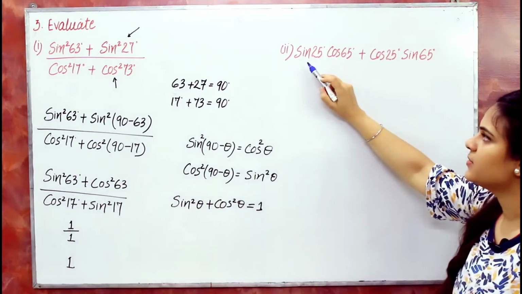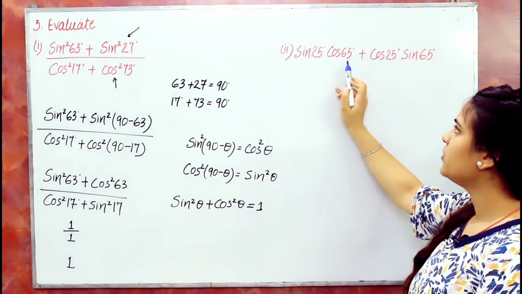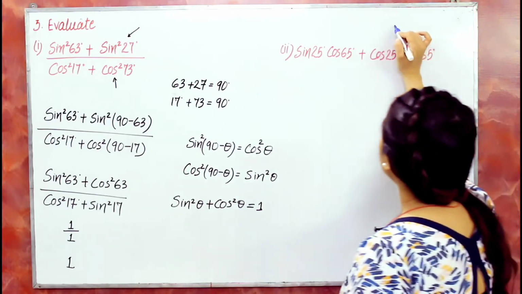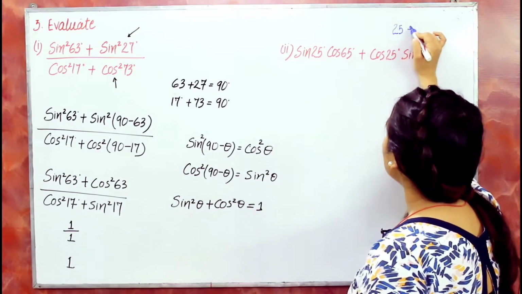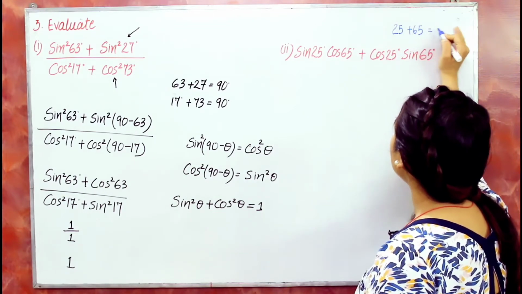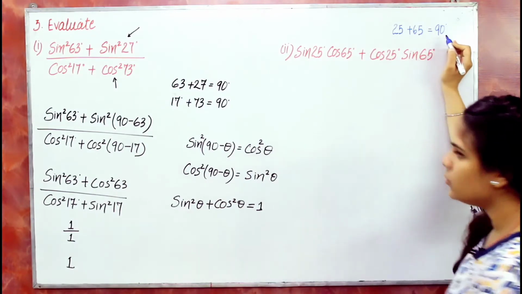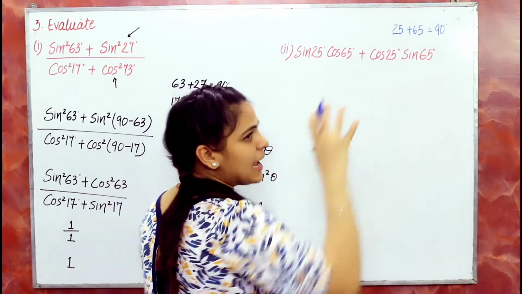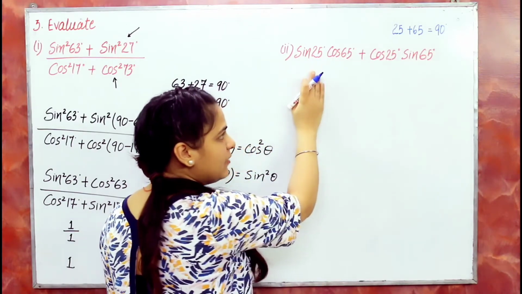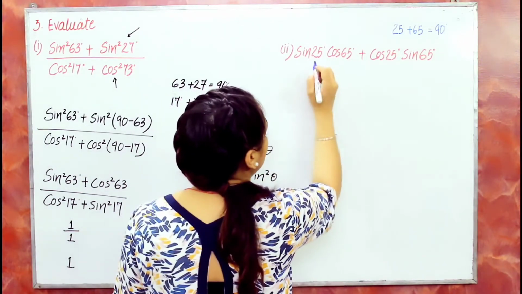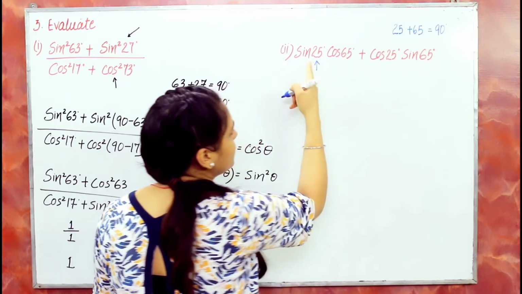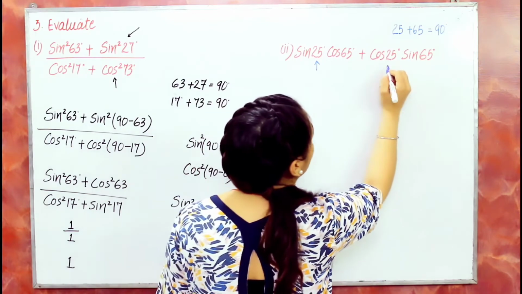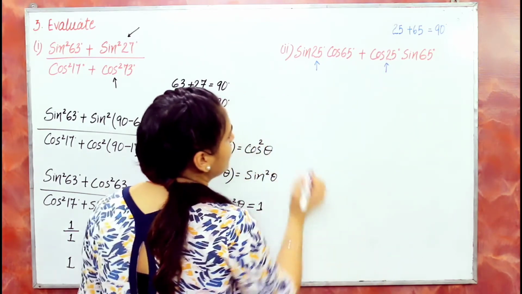Now second part is sin 25 cos 65 plus cos 25 sin 65. Student, you can see that 25 and 65 are complementary angles as the sum is equal to 90 degrees. So we have to make all angles either equal to 25 degrees or 65 degrees. Like I am planning to convert this 25 degree in the form of 65 degree, and this one also in the form of 65 degree.